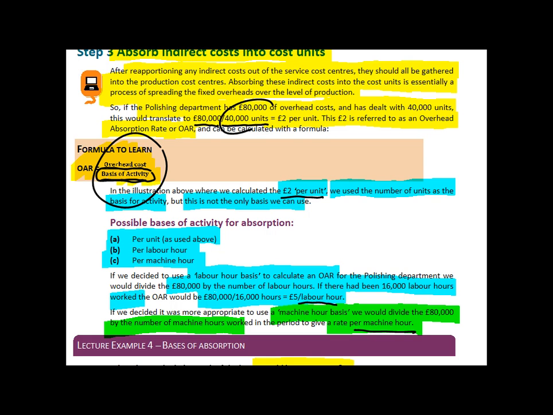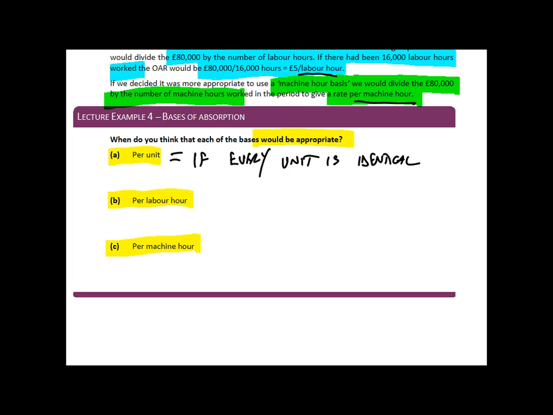If they're not identical, so imagine that 40,000 units was actually 20,000 small units and 20,000 very big units. Now that's still 40,000 in total, but it seems less meaningful and less sensible if some of them are small and some of them are big to give each of them the same £2. So if the units differ, we might use per labour hour or per machine hour. So this is if we've got different types of units being made, maybe small units and big units.